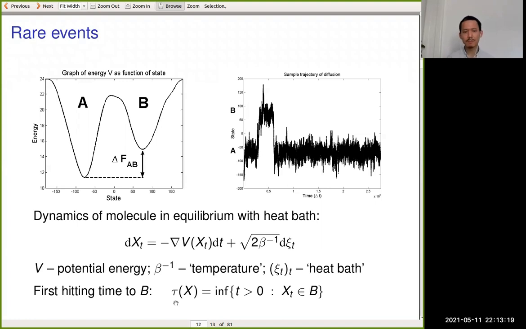Of course, this is not completely specified because I haven't said what x0 is at time 0. What's the initial condition? I'll do that later. But it's important to remember that tau of x is basically a first hitting time to a fixed metastable set B, or an energy basin B.